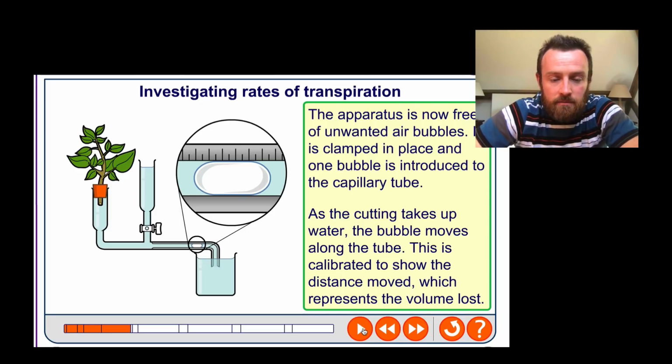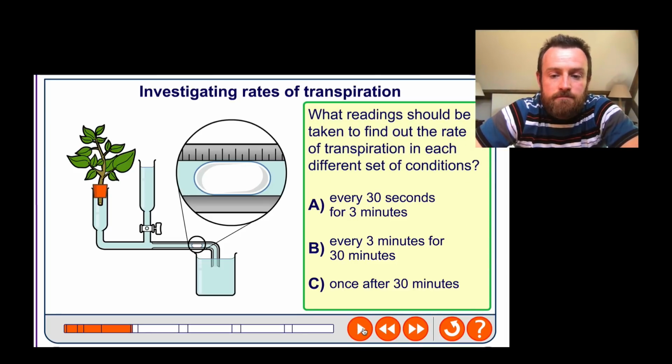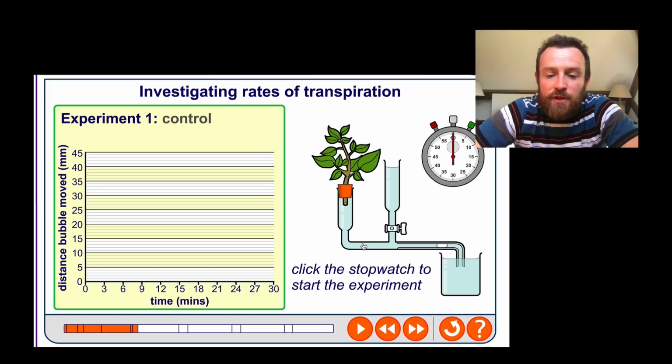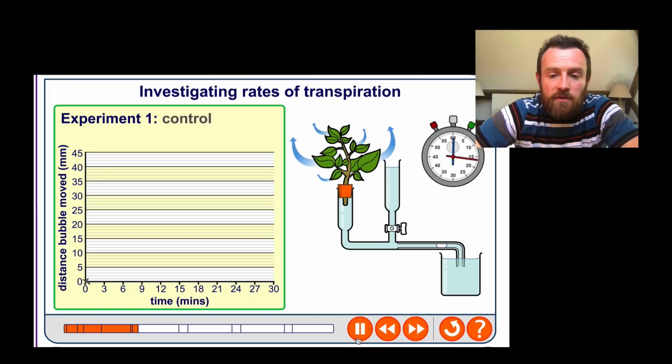You time it, maybe 10 minutes, maybe 20 minutes, and you record the distance the bubble moves. So you probably wouldn't sit there and watch it for every single second. You might look at it every 3 minutes for 30 minutes. Sounds about sensible. Then you could plot a graph of this. So over time, you watch the bubble move, and you record the time and you plot a graph. So the slope of this graph is going to become the rate of transpiration, basically.